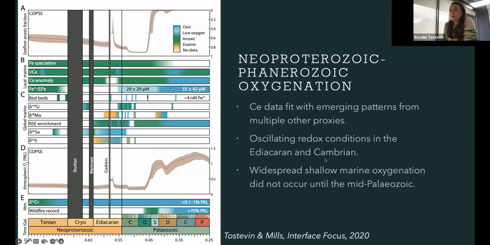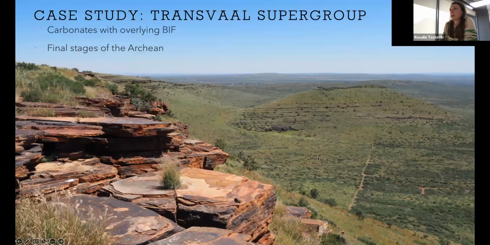I'm going to finish with another case study on something quite different. That's current work by my PhD student, Anselm K. He's been working on BIFs from the Transvaal Supergroup, which were deposited in the final stages of the Archean. This is a photo from our field site where you have some of the most beautiful carbonate rocks and microbial textures I've ever seen on the lower half of the cliff, and then altered BIFs at the top.